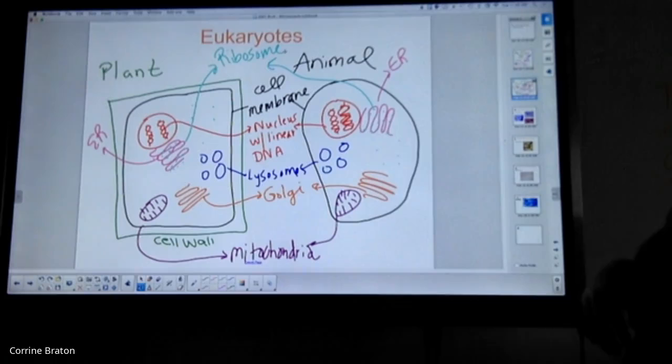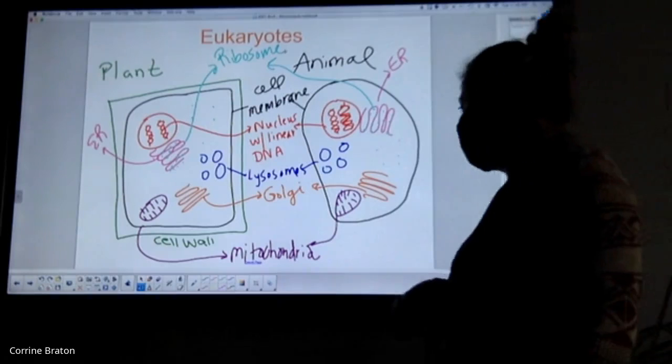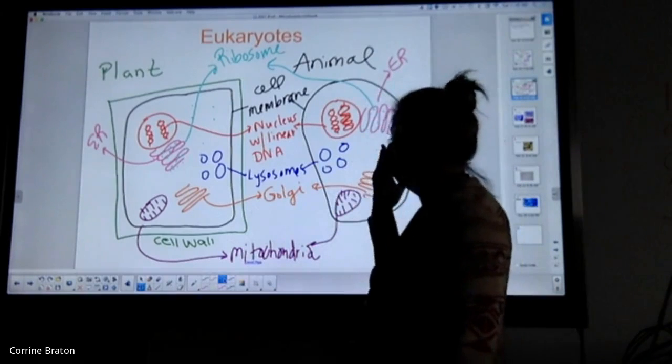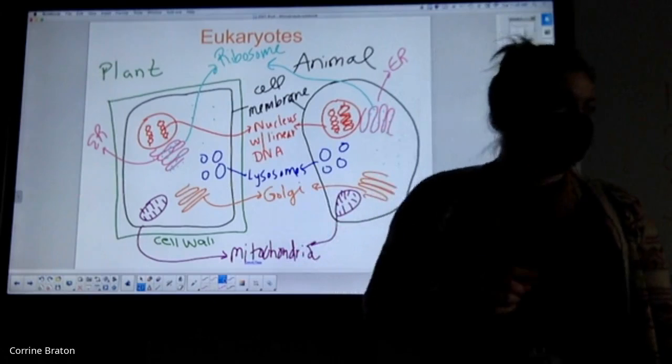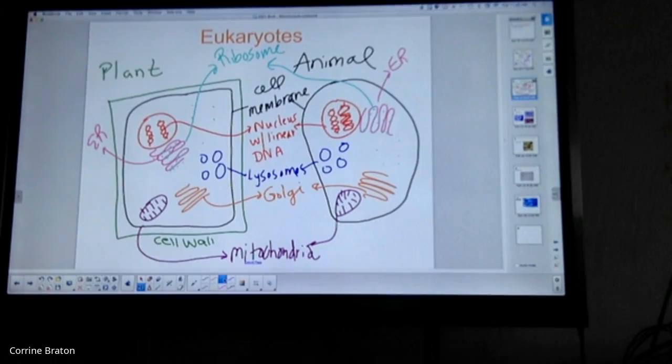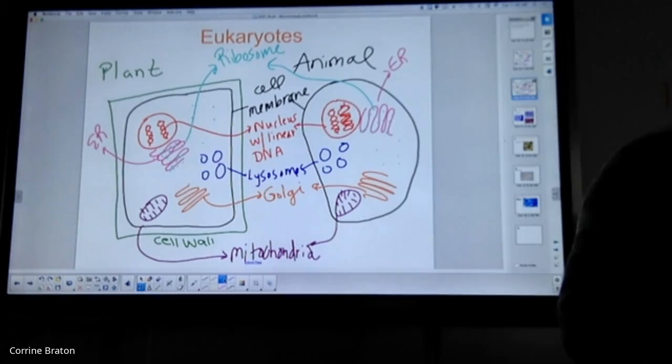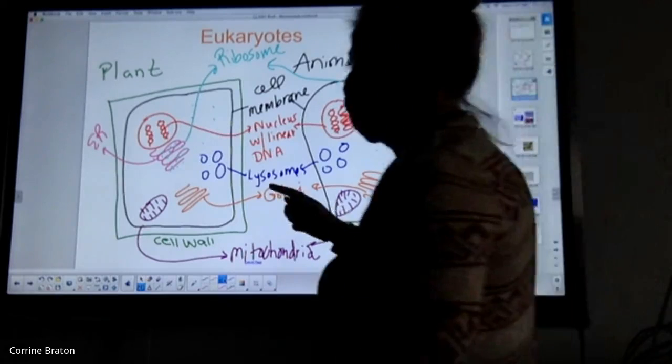We are running out of space. The animal's done. Your animal's good. Your plant's got 2 more special things. What does your plant have? Chloroplast.